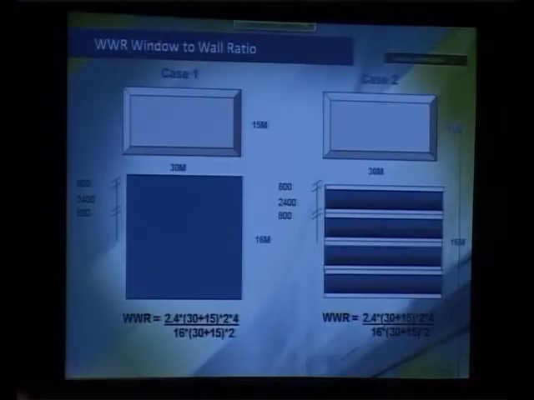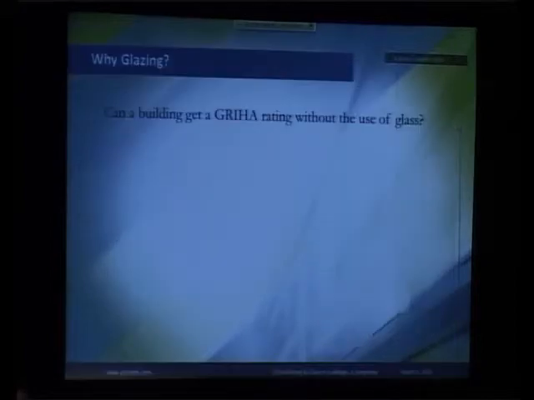I'll move forward on this. There's another element which is called window to wall ratio. I'm sure you are aware of it. This figure shows how it's to be calculated. And it's totally vertical glazing, whatever you have, that can be calculated. That gives you a basic thing.